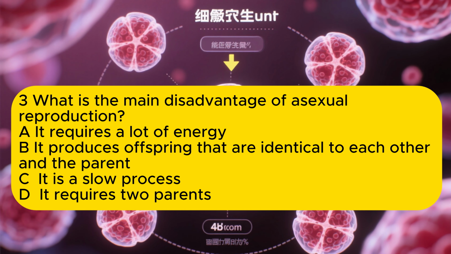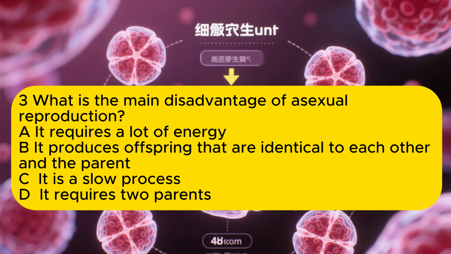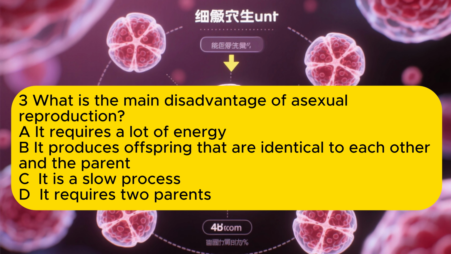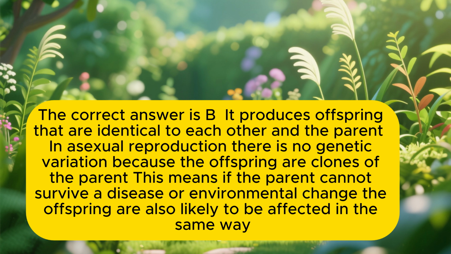3. What is the main disadvantage of asexual reproduction? A. It requires a lot of energy. B. It produces offspring that are identical to each other and the parent. C. It is a slow process. D. It requires two parents. The correct answer is B. It produces offspring that are identical to each other and the parent. In asexual reproduction, there is no genetic variation because the offspring are clones of the parent. This means if the parent cannot survive a disease or environmental change, the offspring are also likely to be affected in the same way.